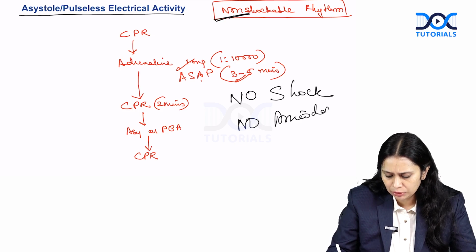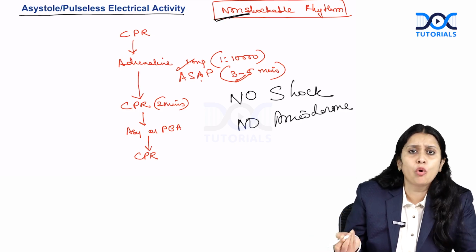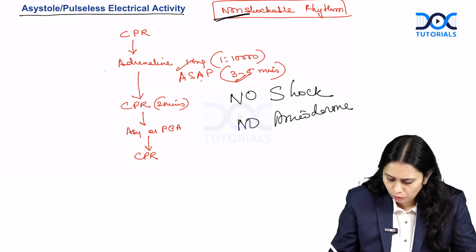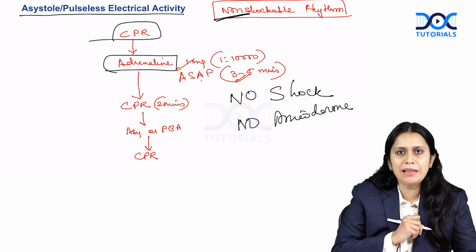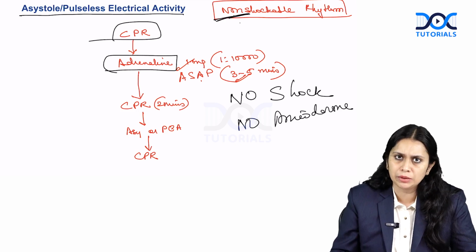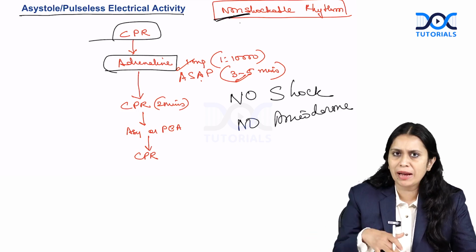No amiodarone, that means no lidocaine also. Lidocaine is used as an alternative to amiodarone. So only and only adrenaline and CPR is the management of non-shockable rhythm. Got it? So this is how we manage the non-shockable rhythm.